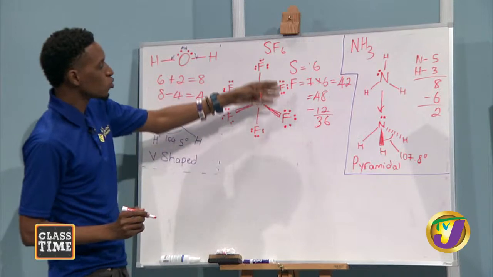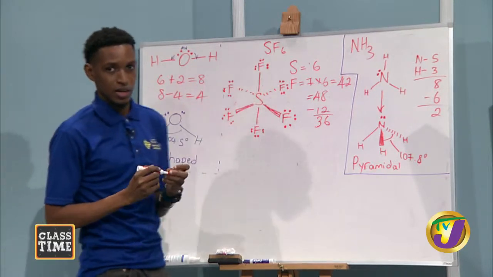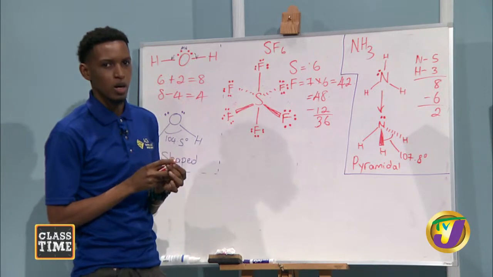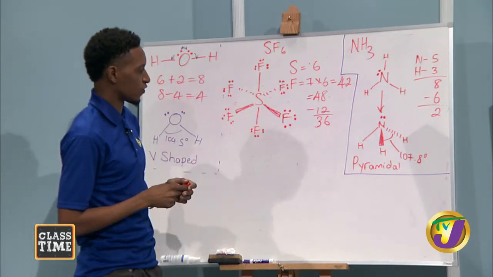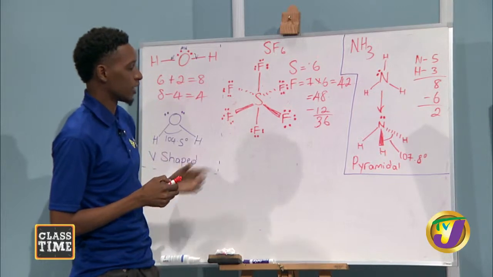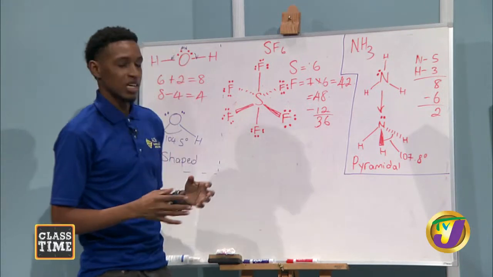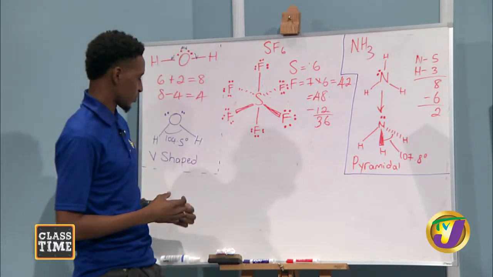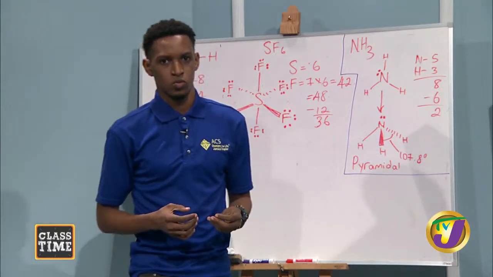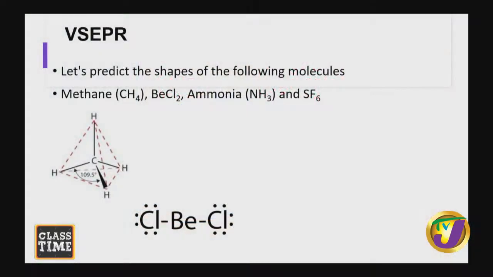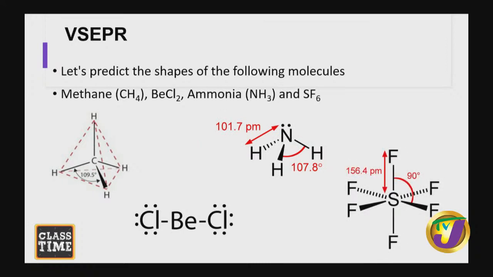1, 2, 3, 4, 5, 6, 7, 8, 9, 10, 11, 12, 13, 14, 15, 16, 17, 18, 19, 20, 21, 22, 23, 24, 25, 26, 27, 28, 29, 30, 31, 32, 33, 34, 35, and 36. So we used up all 36 electrons on the fluorine. Thus, we have no more electrons to put on the sulfur. Therefore, the shape remains the same. So the shape of SF6 is octahedral. The bond angle is 90 degrees.